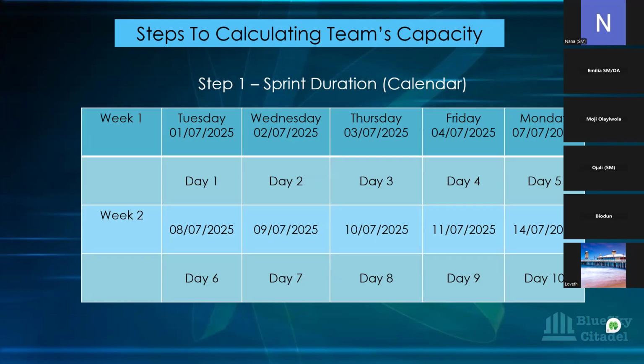So the first thing you want to do is to know your sprint duration on your calendar. So we know that your sprint one starts on Tuesday and is going to end on Monday the 14th. So 10 days. So that's your 10 days. This is your first week and this is your second week.